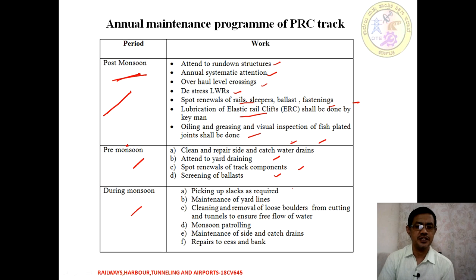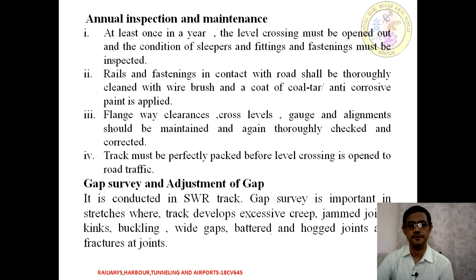During the monsoon, picking up of slack is required, along with maintenance of yard lines, and cleaning and removal of boulders from cuttings and tunnels to ensure free flow of water. Then there is monsoon patrolling, maintenance of drainage, that is the side drains, and repair of cess and bank. This is how the annual maintenance procedure is adopted for track work with respect to pre-monsoon, post-monsoon and during the monsoon.